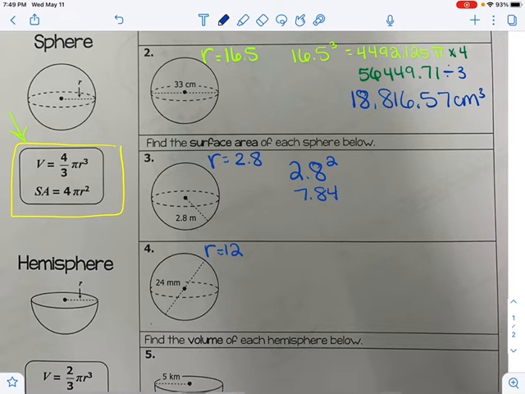Then you stick a pi behind it, or in front of it, really, doesn't matter. You're going to plug it into the calculator, hit enter, and get 8.796. And for surface area of a sphere, the last thing you're going to do is just times that answer by 4. When you times that by 4, so 8.796 times 4, you should get 35.18 meters squared.